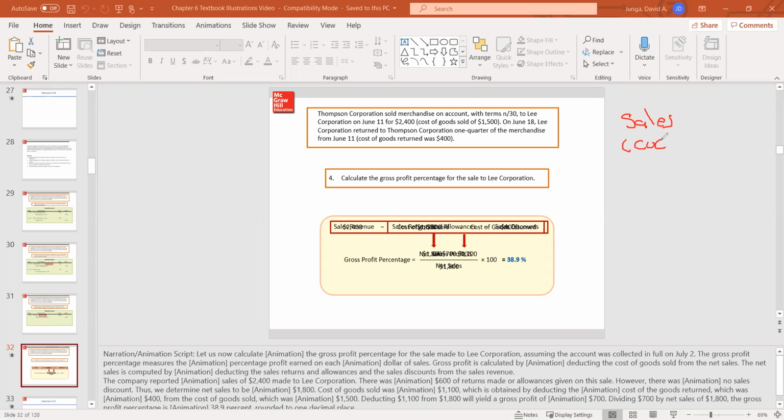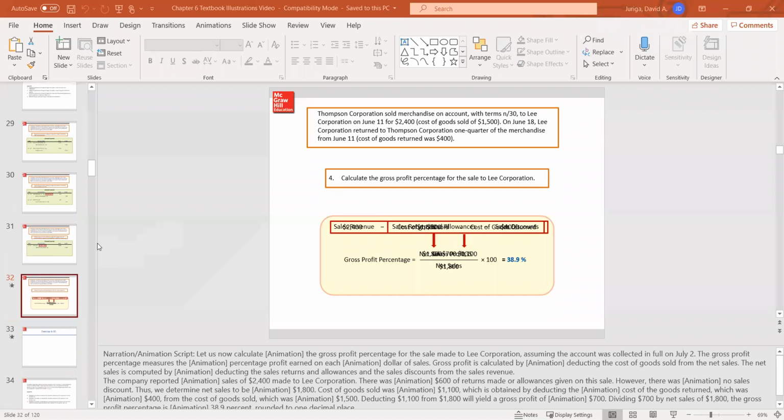minus your cost of goods sold equals your gross profit, and your gross profit percentage is just taking that gross profit and dividing that by, in this case, your net sales. In this case, you're going to get about 0.389 or 38.9%. So again, I apologize. This part right here just looks like it got jumbled together so you can actually see the calculations, but that's the basic idea of how you get that gross profit percentage.